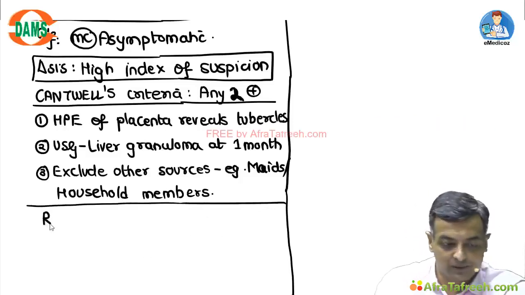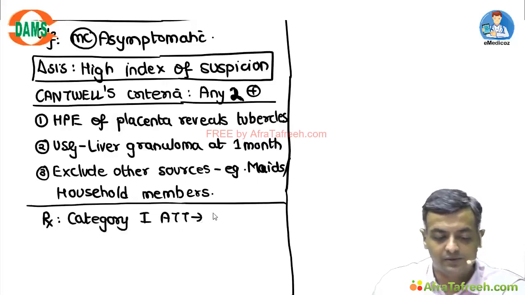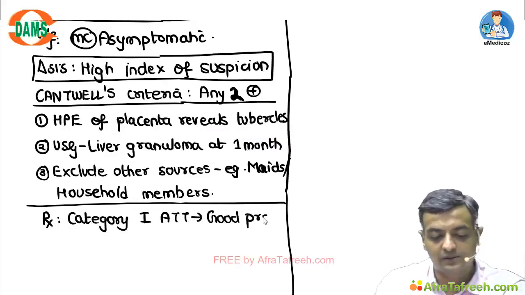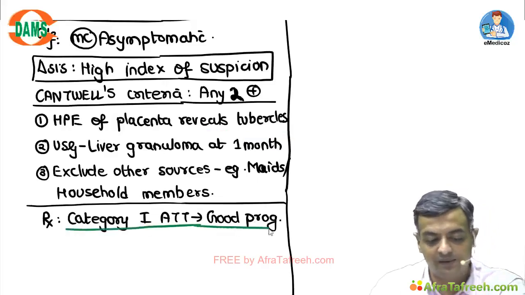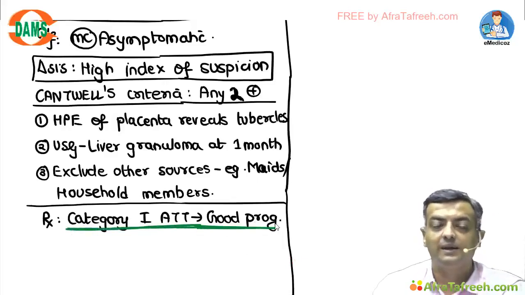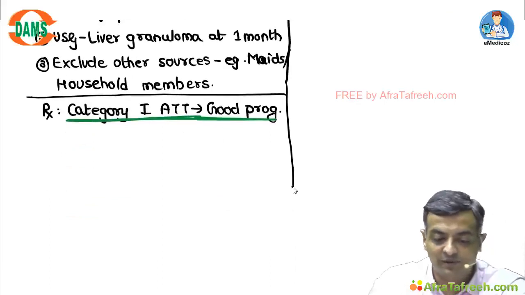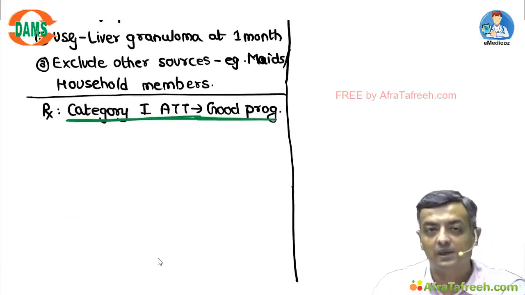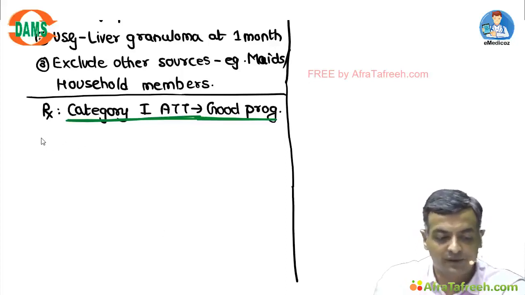Once you diagnose, what is the treatment? The treatment is to give full category 1 anti-tubercular therapy, associated with good prognosis, because till now the disease is restricted to the liver. The child does not have symptoms, and if you start early, the prognosis is good. But what can go wrong? Because the symptoms are not there, it is possible that we miss the diagnosis.